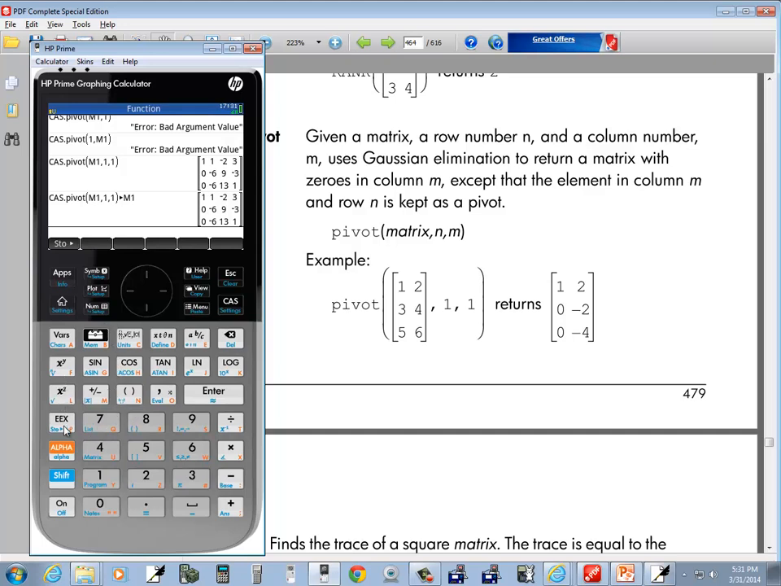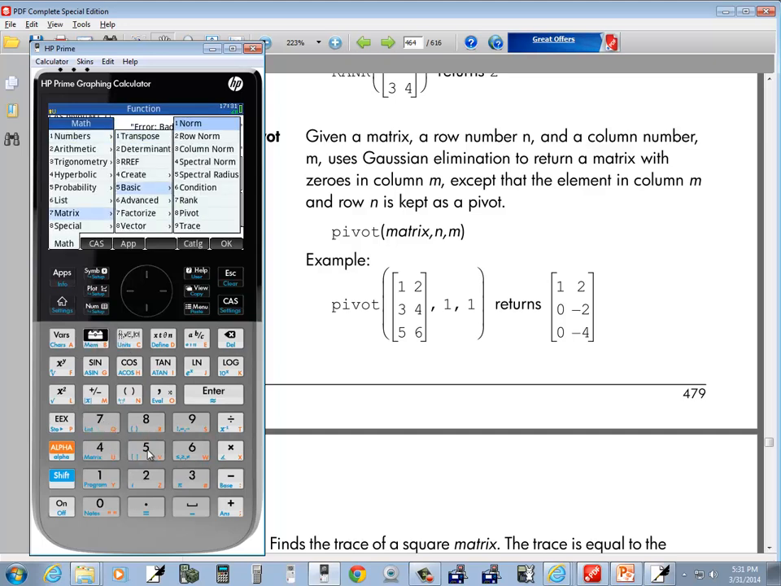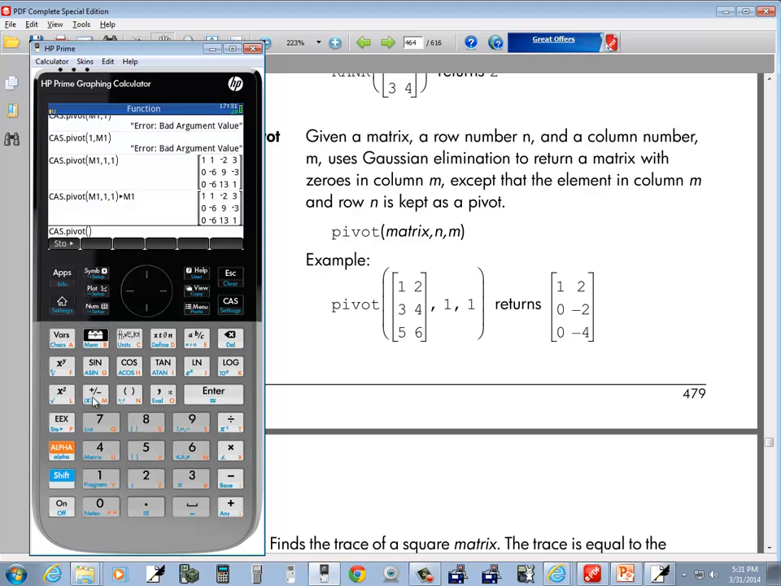Okay, so let me do that again. Toolbox, matrix, basic, pivot, M1, oops, what did I just do there? Try it again. There. Okay, M1, comma, 2, comma 2, enter.